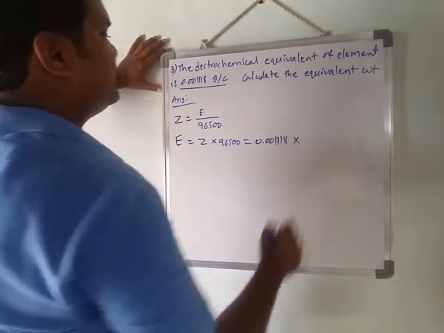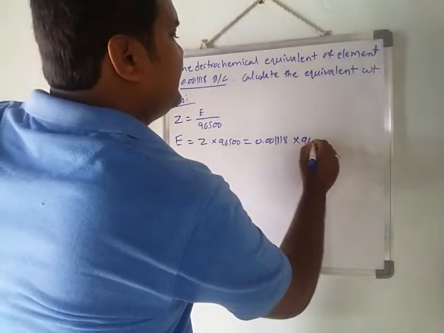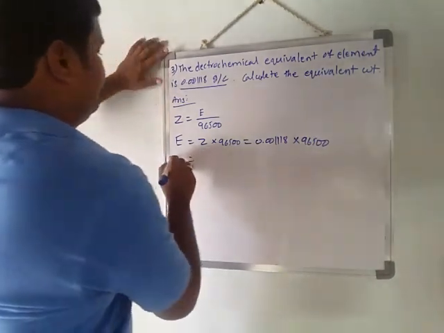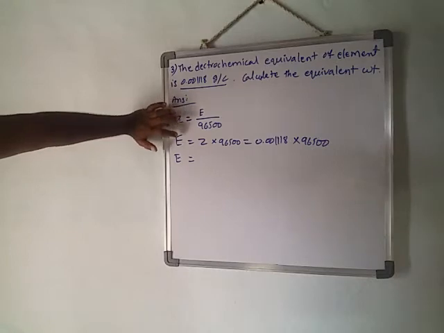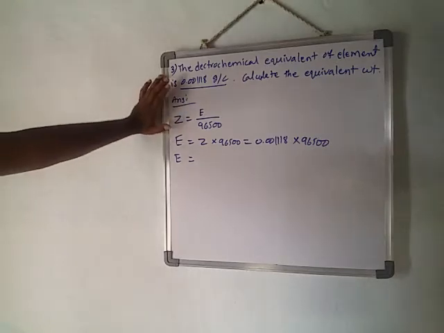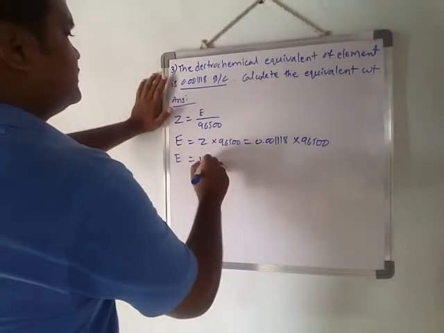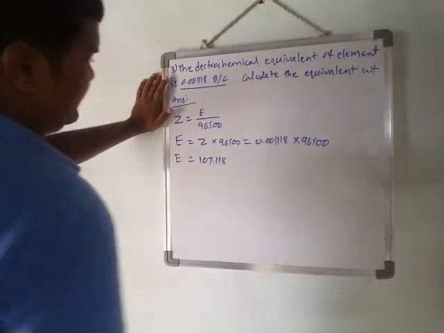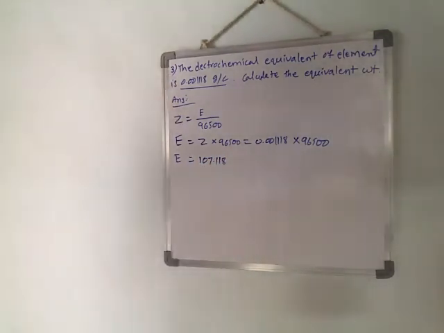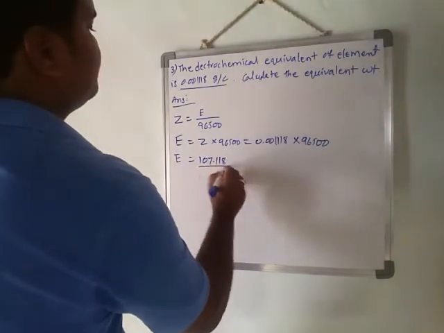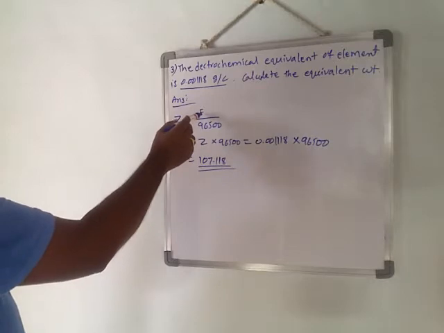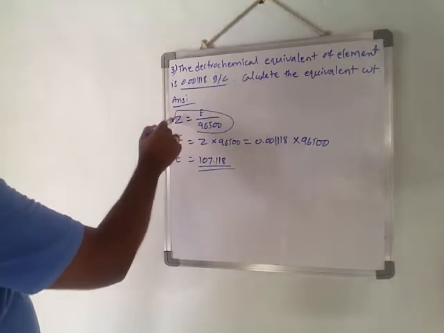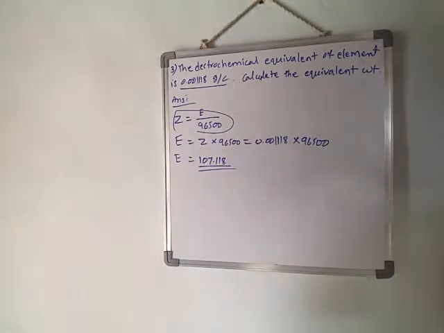0.001118 gram per coulomb into 96,500. Then you can calculate the equivalent weight E, which is equal to 107.118. So Z, the electrochemical equivalent, is equal to equivalent weight by 96,500. So substitute the values, and directly you will get the equivalent weight.